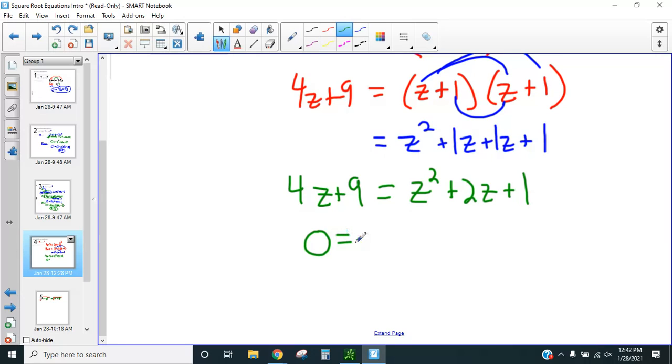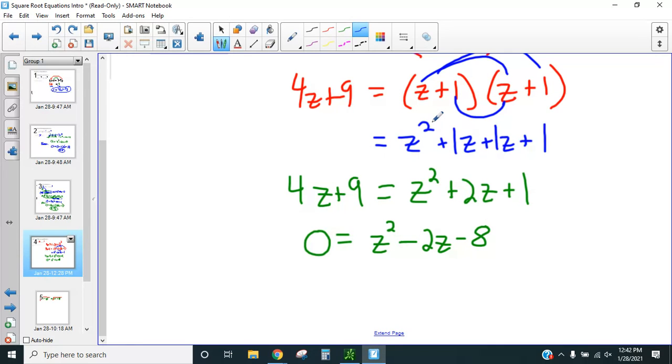All right, and I'm going to do this part kind of quick. All right, this is going to be z squared minus 2z, and then minus 8. All right, so I subtract 4z, and then I subtract 9. That's what I'll get over there. Right, if I move this that way, 2 minus 4 is negative 2. 1 minus 9 is negative 8.